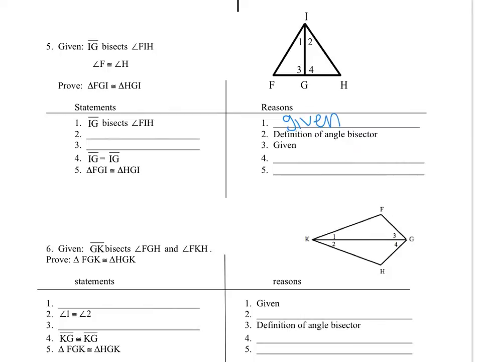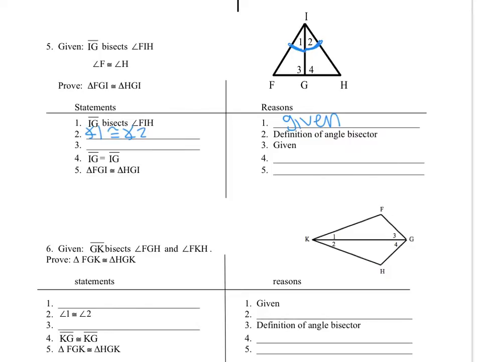Okay, now go make sure that that's labeled. It's telling you that IG is going to bisect angle FIH. So that means it's going to cut it in half. That means you're going to get 2 equal angles out of that. What 2 equal angles are you getting? You're getting angle 1 is congruent to angle 2. So once you label it, write it. So you know angle 1 is congruent to angle 2. How do you know that? Because you use the definition of an angle bisector.